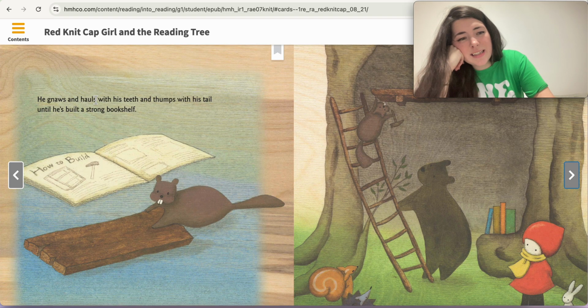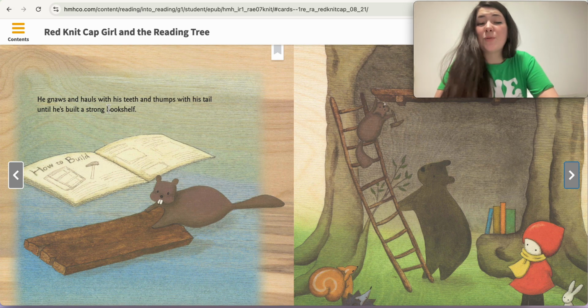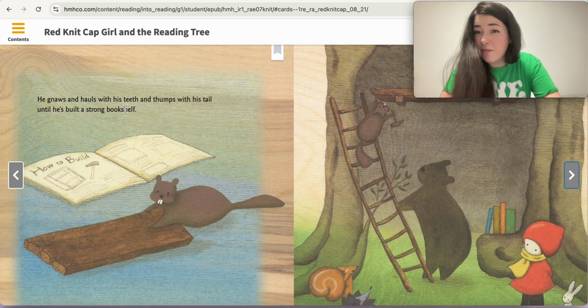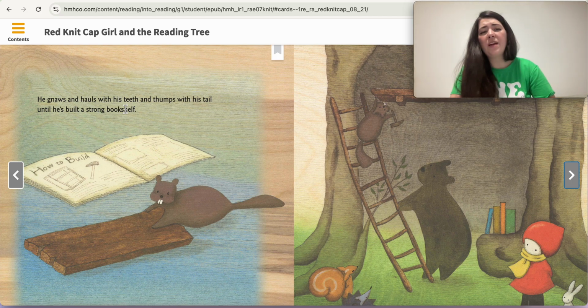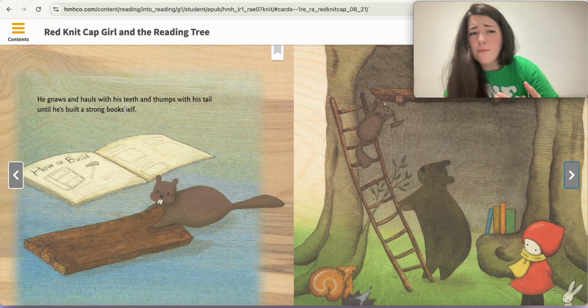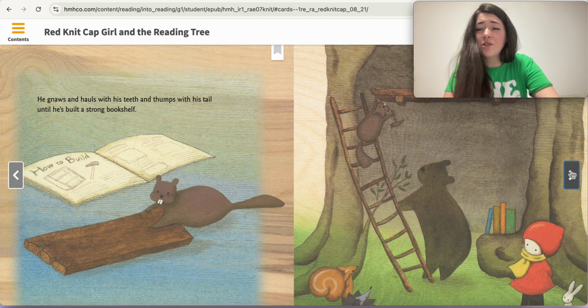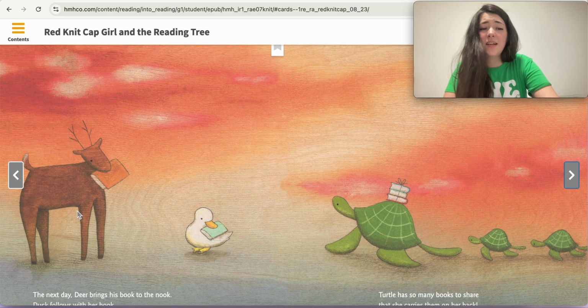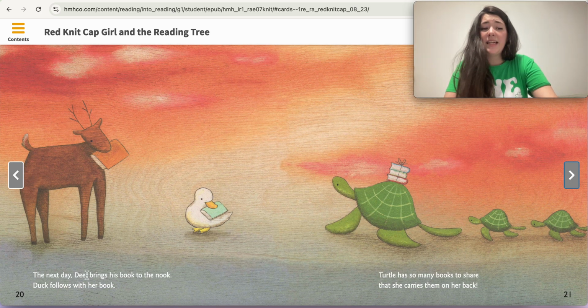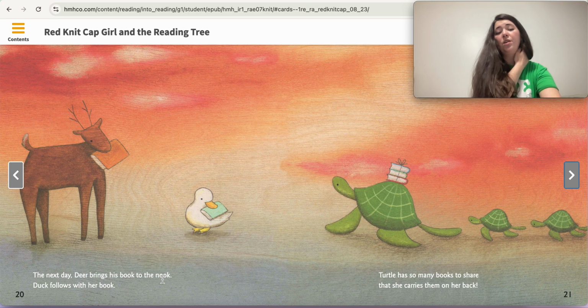He gnaws and hauls with his teeth and thumps with his tail until he's built a strong bookshelf. I love that. So Beaver didn't have a book to share, but he did have his teeth that are good at chewing and gnawing on wood. And so he decided that he would build a bookshelf for them so he had something to share. What a great idea. The next day, Deer brings his book to the nook.